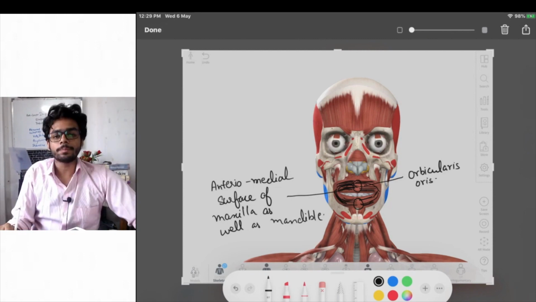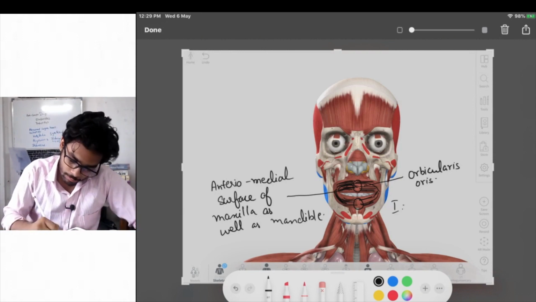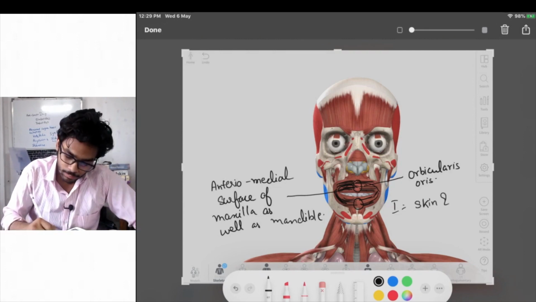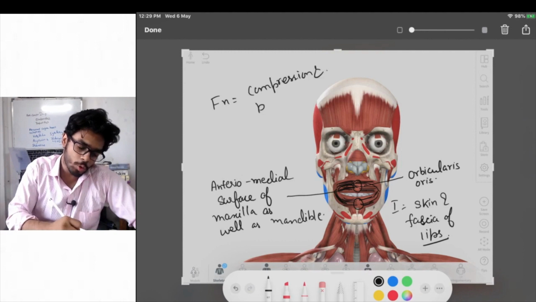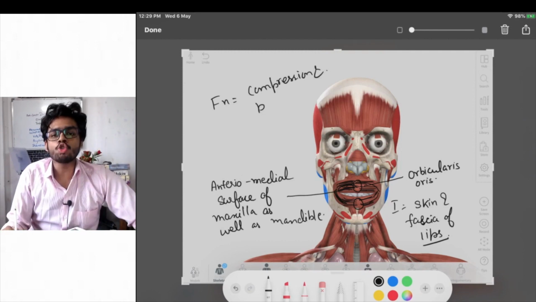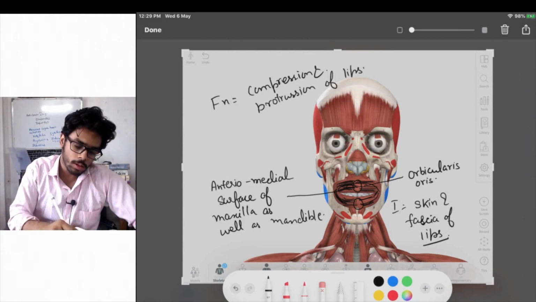Am I clear? And it gets inserted into the skin and fascia of the lips, and that's why you can move your lips. Due to which muscle? Due to this orbicularis oris muscle. Where is its insertion? Into the skin and fascia. Fascia means connective tissue. Fascia of lips. And what is its function? The function is compression and protrusion of the lips. Compression is like this. Protrusion is like this. Am I clear?